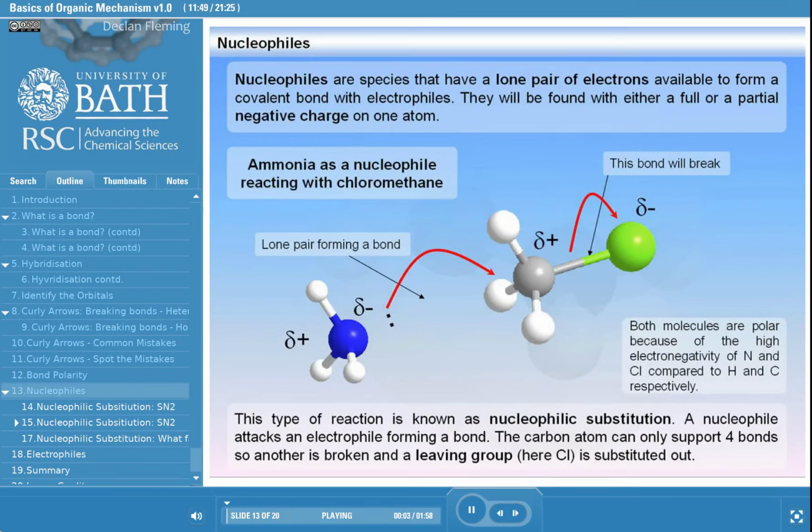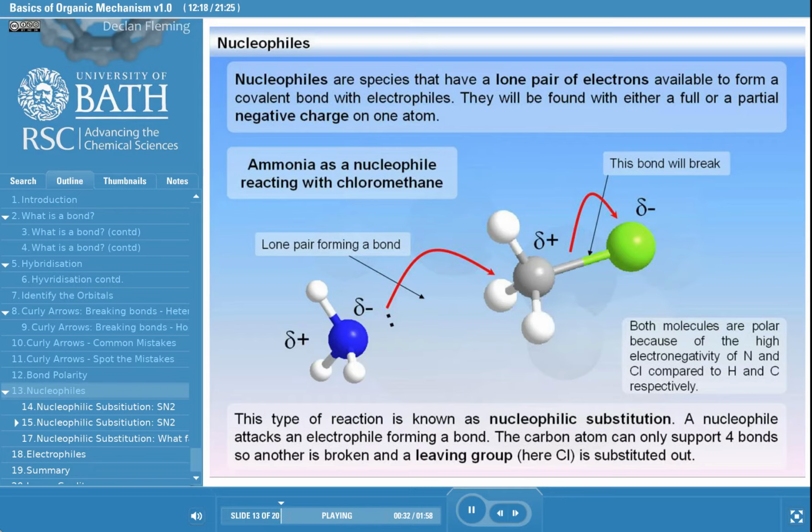Nucleophiles are species that have a lone pair of electrons available to form a covalent bond with electrophiles. They'll be found with either a full or a partial negative charge on one atom. In this example, ammonia is attacking chloromethane. Ammonia can act as a nucleophile because it has a delta negative nitrogen atom and a lone pair of electrons. One curly arrow shows the formation of a bond to the carbon atom, which itself is delta positive due to the electronegativity of the neighbouring chlorine atom.